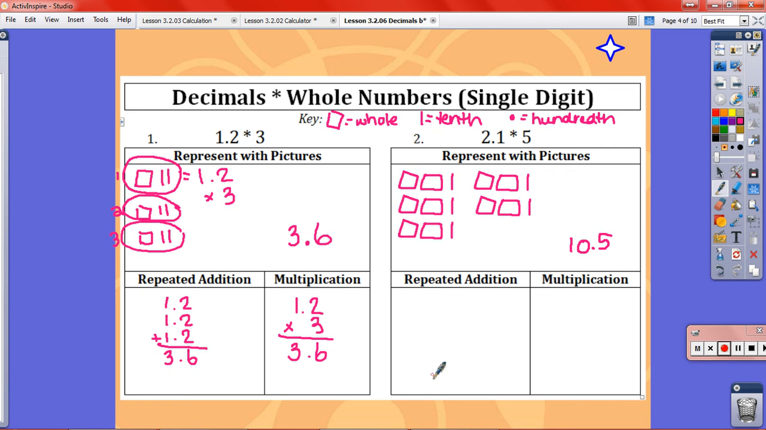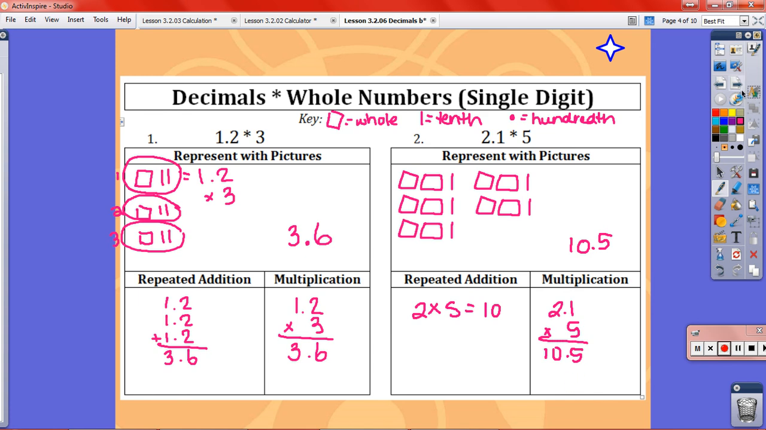I'm not going to do repeated addition. You can do it if it helps you. I'm going to use this as estimation this time. If I estimate, it's approximately 2 times 5, and 2 times 5 is about 10. And this is close to 10, so that makes sense. And then 2.1 times 5. 5 times 1 is 5. 5 times 2 is 10. And a decimal.